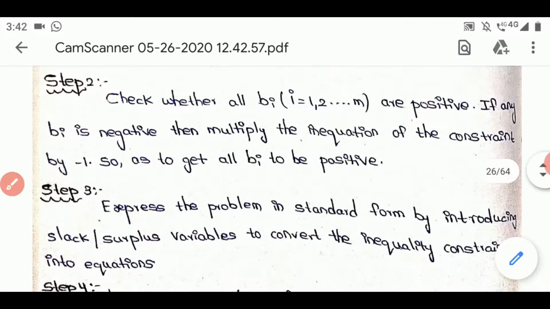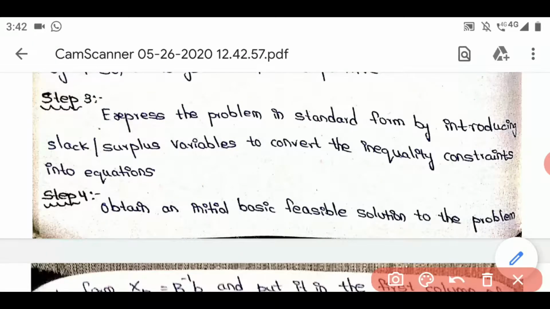Now let's see what we have in step 3. Express the problem in standard form by introducing slack or surplus variables to convert the inequality constraints into equations. Here we have to convert the given inequalities into equations.